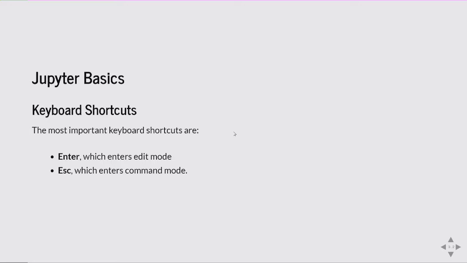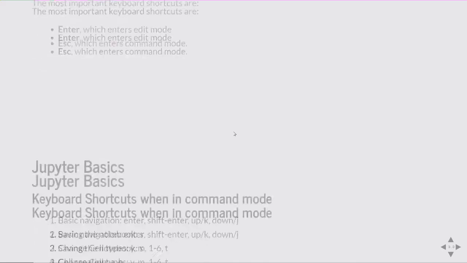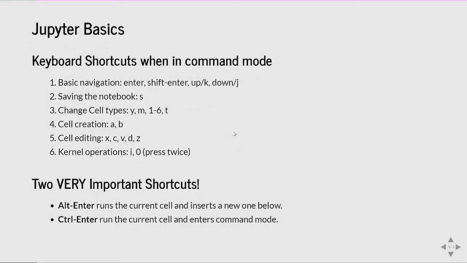Right now we're going to focus on command mode. These keyboard shortcuts will save you time from going up to the upper menu, as I'll show you in a minute. They'll allow you to create cells, move them up and down, change the type from markup to code, and also run your code.